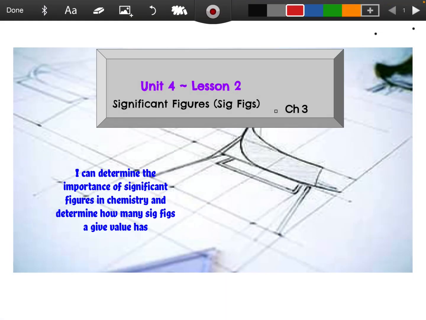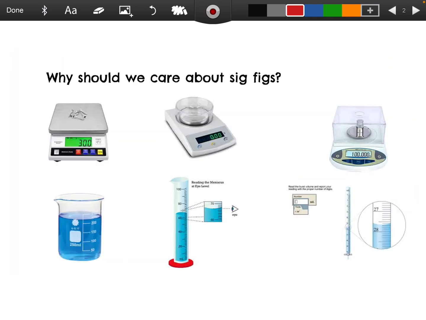The notes for Unit 4, Lesson 2 will cover significant figures. Significant figures are also called sig figs. So these are important in chemistry, and we will use them actually for the remainder of the year. So here's why sig figs are important.